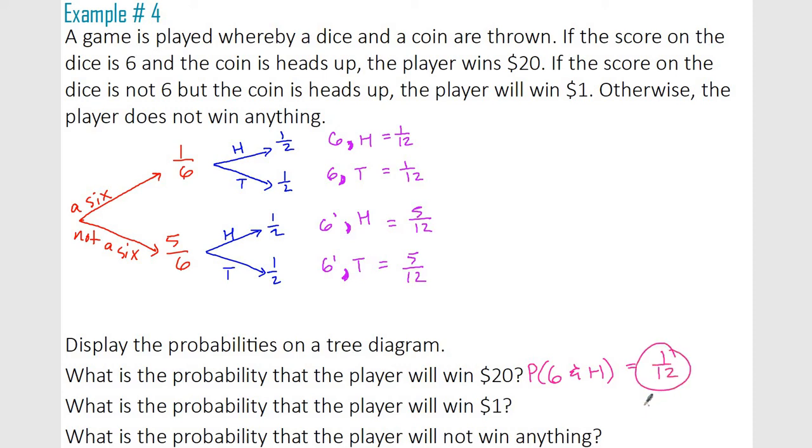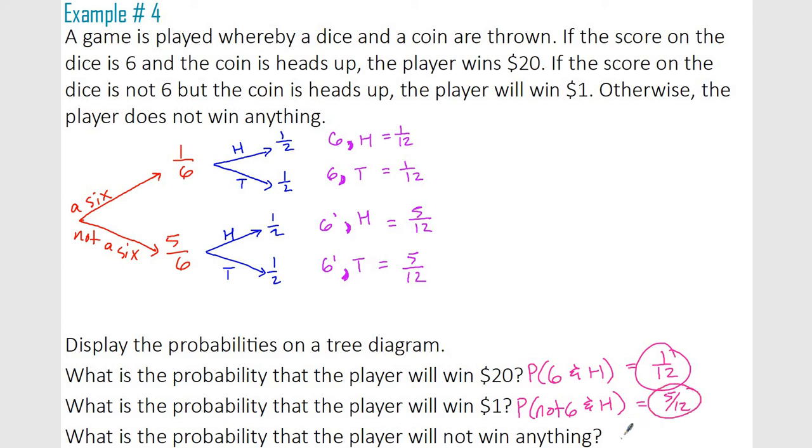There's your answer. What's the probability that the player will win $1? Well, that's the probability of not getting a 6 and getting heads. Okay, understand the rules of the game, right? Not a 6, but heads up, win $1. So not 6 and heads is 5/12.